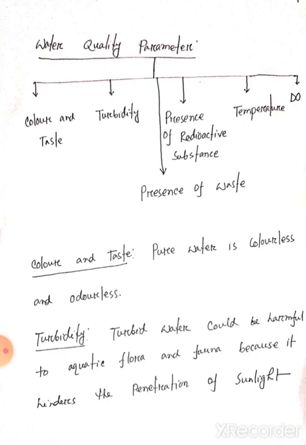First of all, water quality parameter. There are different parameters to measure the quality of water. They are color and taste, turbidity, presence of waste, presence of radioactive substance, temperature, and DO, where DO means dissolved oxygen.